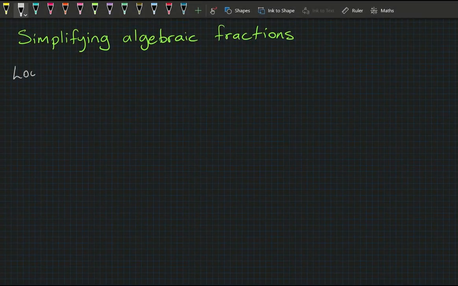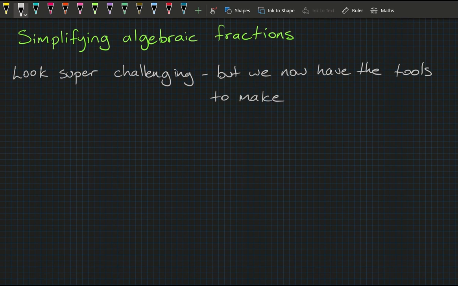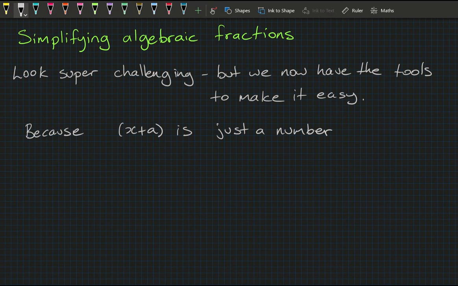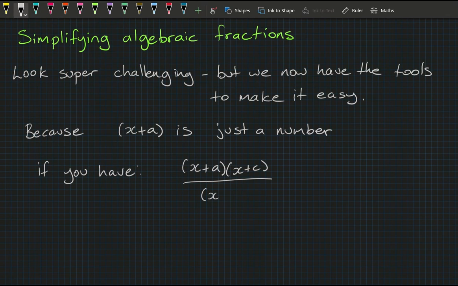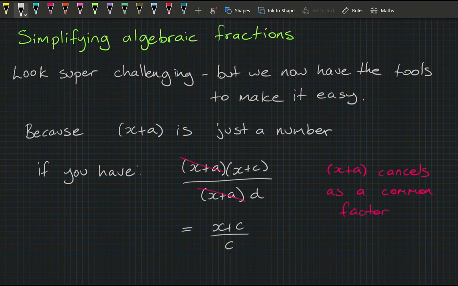Now, at first glance, some of these can look super challenging, but we now have the tools to make it easy. And that's because x plus a is just a number. So if you have x plus a times x plus c divided by x plus a times d, well, you can just cancel them out because x plus a cancels as a common factor. And then we're left with x plus c divided by d.